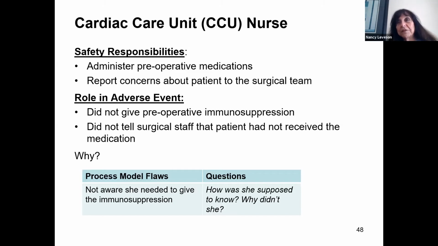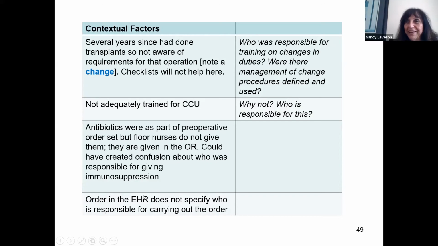Now, most of the time it works, because they do the same thing every day, and so they pretty much know what their jobs are. But remember I said accidents occur after a change? It had been several years since they'd done heart transplants, so they weren't aware of the requirements for the operation. Checklists aren't going to help here because it wasn't clear who was supposed to be doing what.